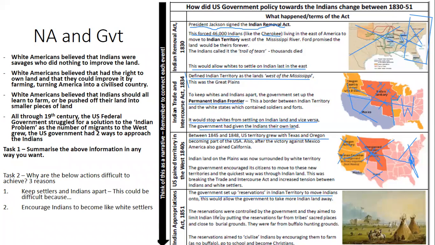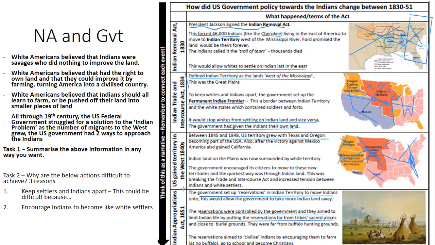Now this was a problem, because the reservations were controlled by the government, and it aimed to limit Indian life by putting the reservations far from tribes' sacred places, so places like the Black Hills of Dakota. It was very far from buffalo hunting grounds, so they were trying to basically assimilate the Native Americans into white settlers' way of life. They were trying to civilize the Indians by encouraging them to farm, as there was less buffalo, go to school, and get their kids to become Christians. So all of these things here are quite problematic.